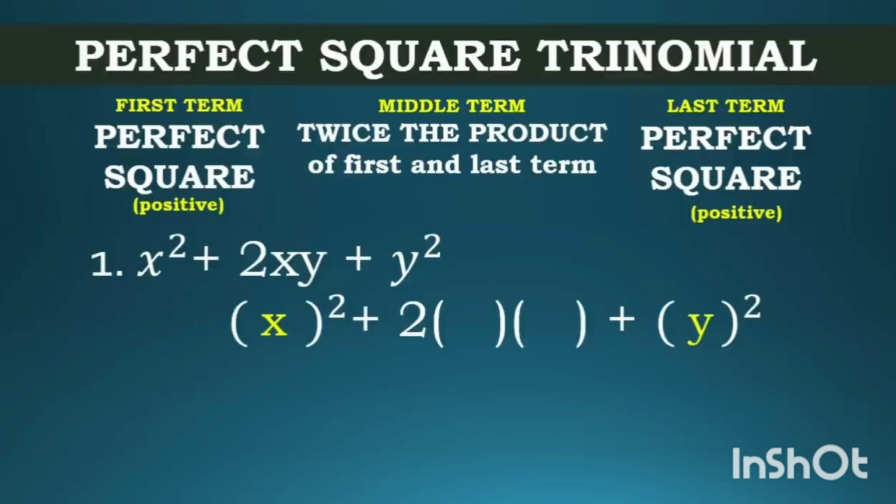Now, dapat, pag minultiply natin yung first and last term at tinimes natin siya sa 2, dapat the resulting product must be the middle term. So 2 times x times y, that is 2xy. And that is our middle term. So therefore, this is a perfect square trinomial.